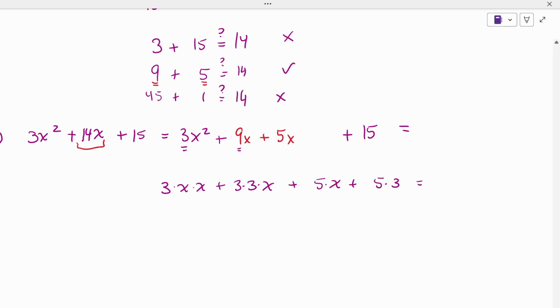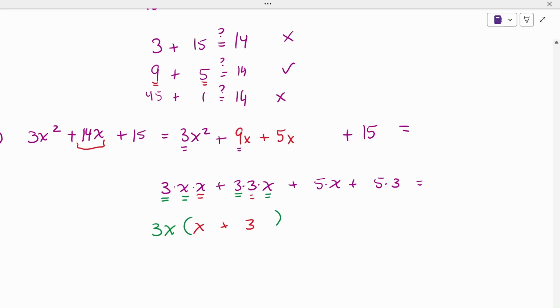And by prime factorization, 3 times x squared is the same thing as 3 times x times x. By prime factorization, 9x is the same thing as 3 times x. 5 times x is just 5 times x. And 15 is the same thing as 5 times 3. So, looking at the terms that you have in common, you've got a 3 and an x, a 3 and an x. Let's put the 3x outside. And then what goes in the middle is what's remaining. So you've got an x left over and a 3 left over.